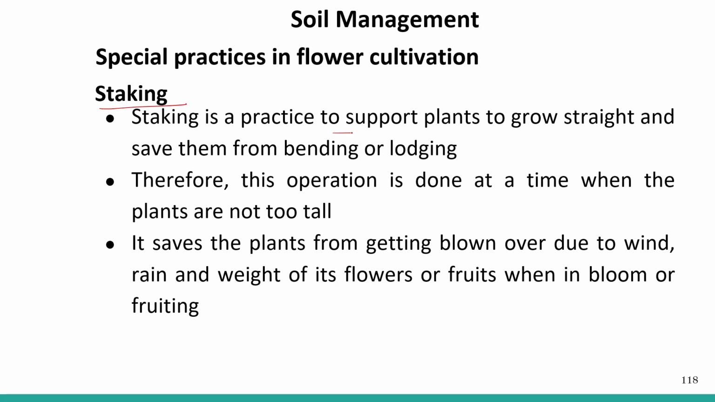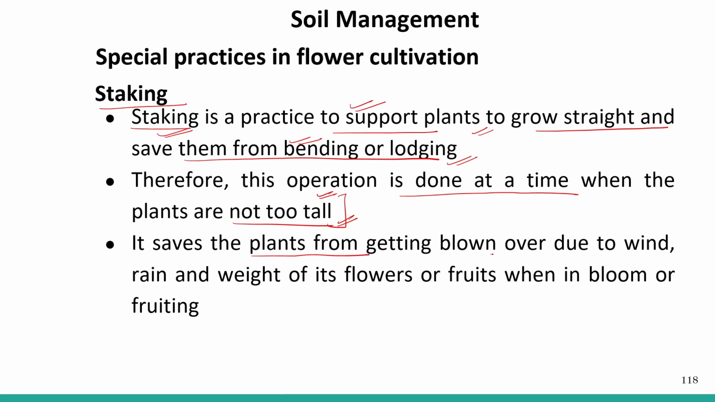Staking. Staking is a practice to support plants to grow straight and save them from bending or lodging. So we follow staking to provide some support to the growing plants and avoid their bending or lodging. Therefore, this operation is done at a time when the plants are not too tall. It saves the plant from getting blown over due to the wind, rain and weight of its flowers and fruits when in bloom or fruiting.